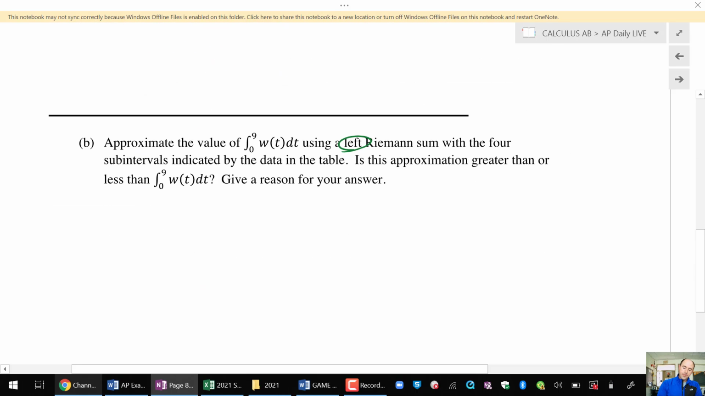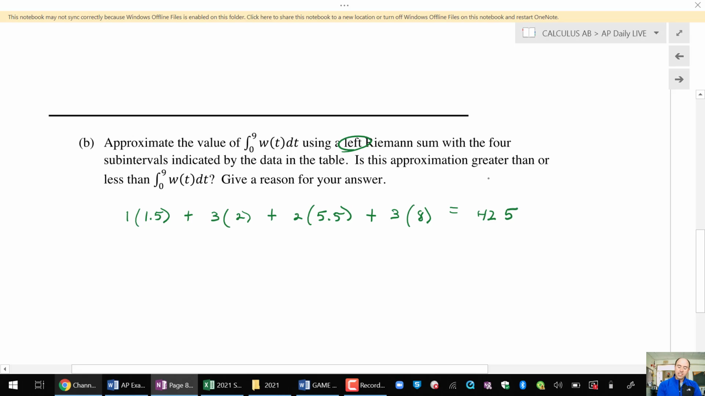So we're going to write down first one, 1 times 1.5 plus 3 times its left corner of 2 plus 2 times the left corner of 5.5 plus 3, delta t of 3 times its left corner of 8. For the Riemann sum, that's going to be 42.5. So there's the approximation of the exact value of the integral.